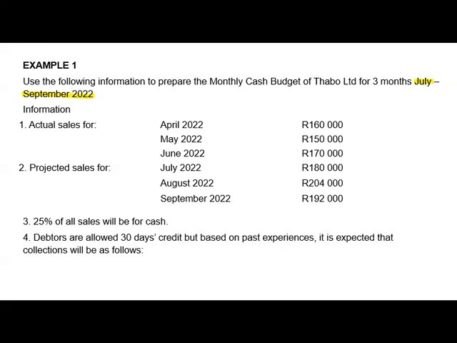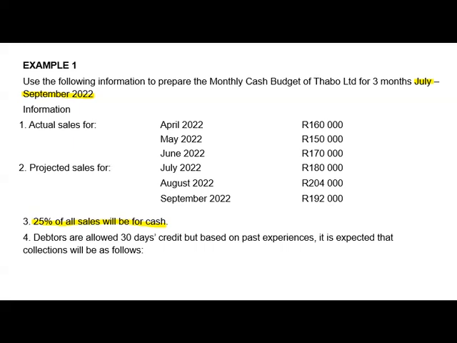Now, number three says 25% of all sales will be for cash. Now, debtors are allowed 30 days credit, but based on past experiences, it's expected that collections will be as follows. I would like you to highlight this because we now know that 25% of all sales will be for cash. How much of all sales will be on credit? 75% of all sales will be on credit.